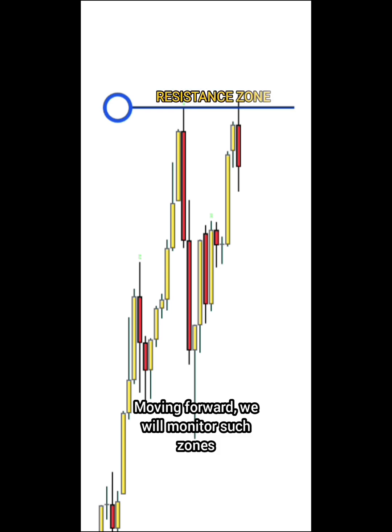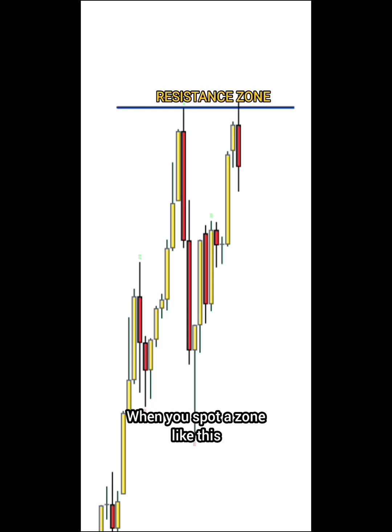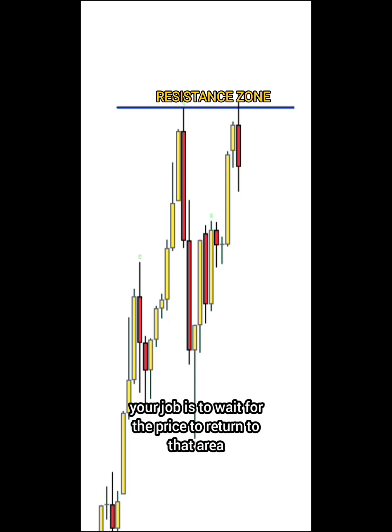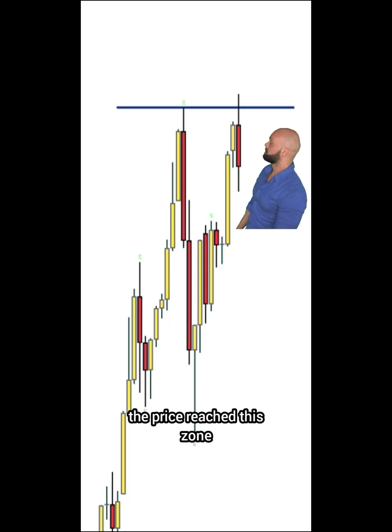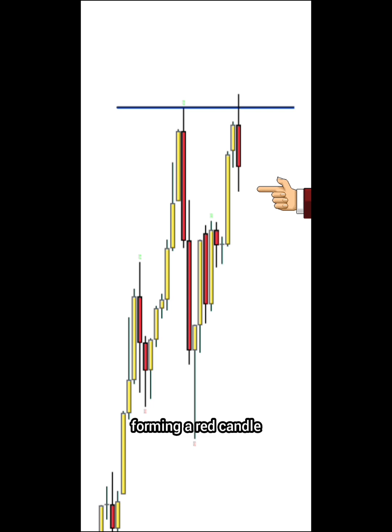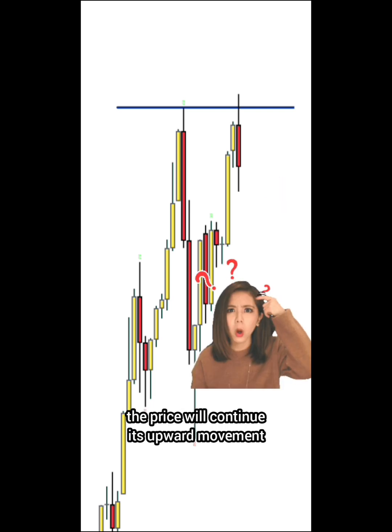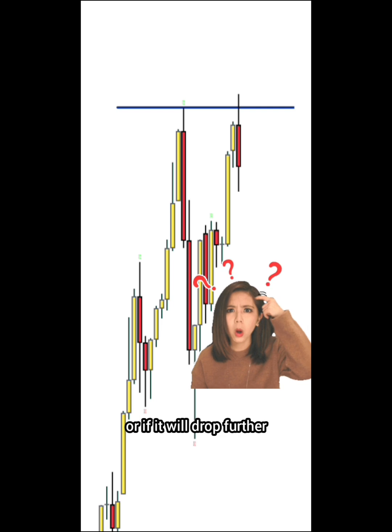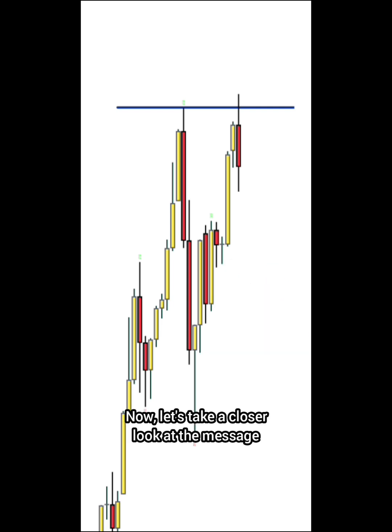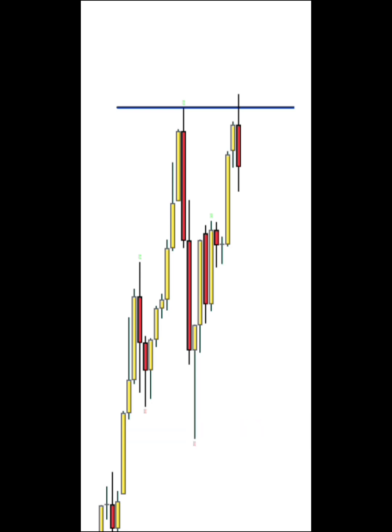Moving forward, we will monitor such zones in our future trades. When you spot a zone like this, your job is to wait for the price to return to that area, as this will help you determine your next move. Now, observe what happened the second time the price reached this zone. You can see that the price rejected the zone and moved downward, forming a red candle. At this point, our task is to determine whether the price will continue its upward movement or if it will drop further. Now, let's take a closer look at the message conveyed by this red candle and the previous one.